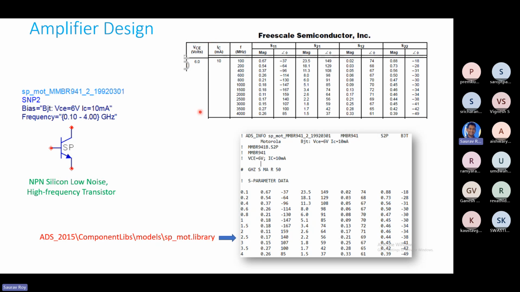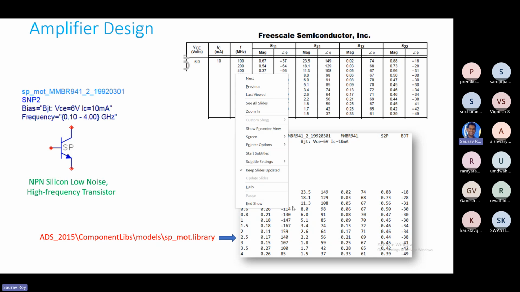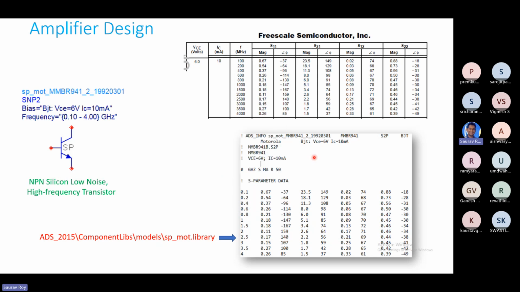At the left side, you see VC and IC given. For multiple VC and IC, there will be a big table in the data sheet. But for only one here, 6 volt and IC of 10 milliamps is taken. You will find this in the ADS model.